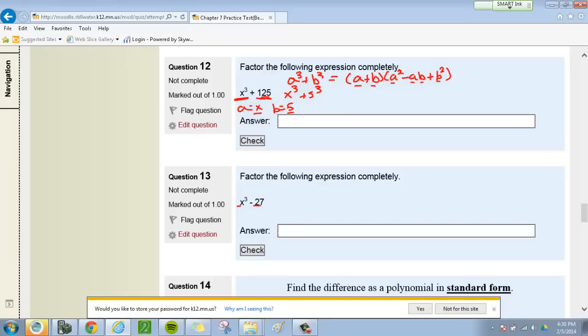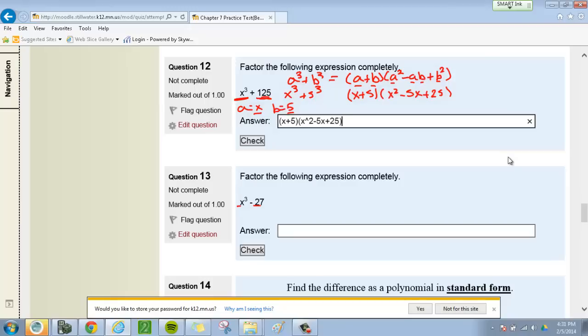So when all is said and done, I should have x plus 5, and then I should have x squared minus 5x plus, what's 5 squared? Well, that's 25. So that should be my solution right there. Hopefully I'm pretty sure those are the equations. Maybe I should check my notes. Let's see. So I have parentheses x plus 5, and then x squared minus 5x plus 25. There we go.